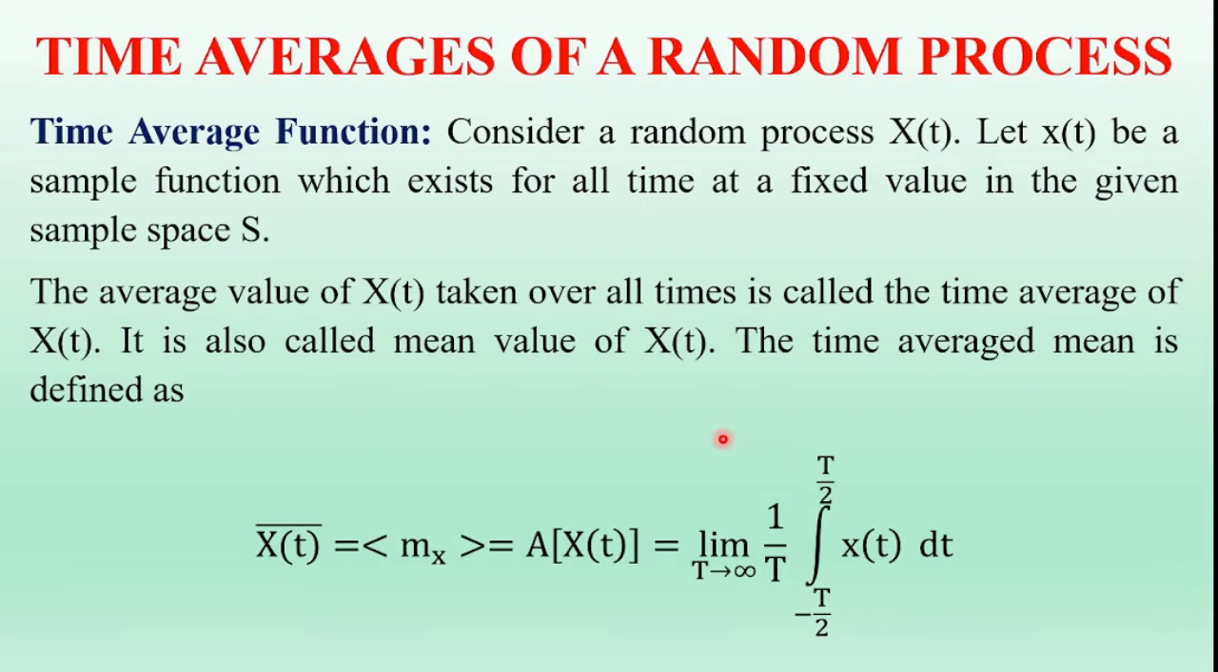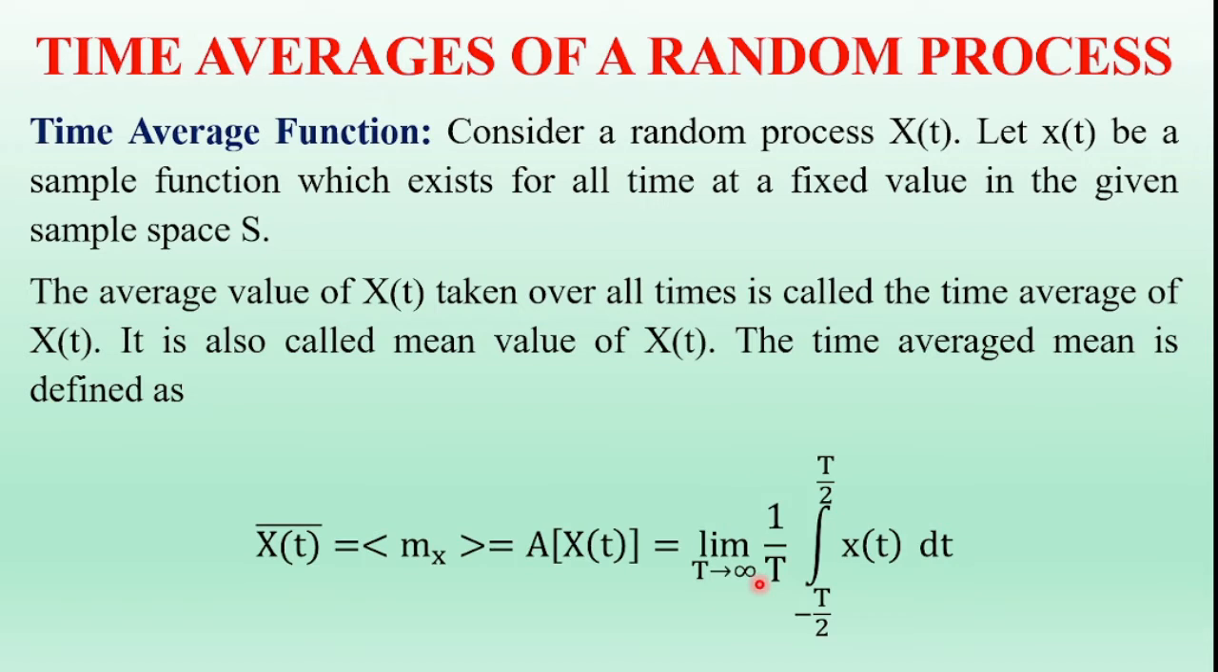the mean of the time average of the random process is denoted as A[x(t)], and it is given by A[x(t)] = limit T tends to infinity (1/T) integral from -T/2 to T/2 of x(t) dt. So here the range of the interval is -T/2 to +T/2. In this interval, the average value is capital T, so upper value minus lower value, the average value is capital T, that is 1/T.